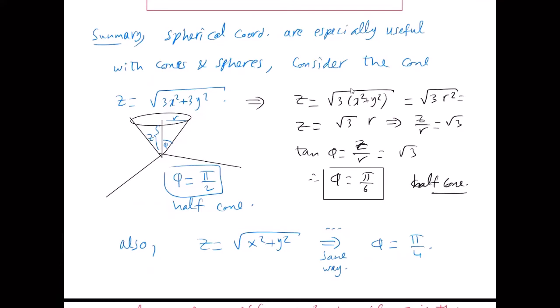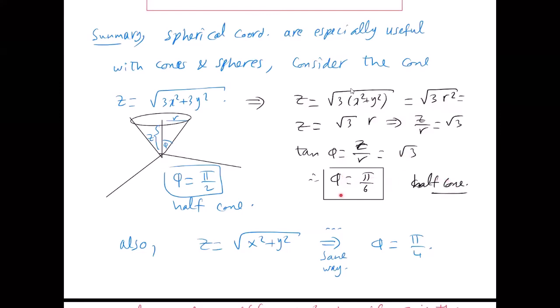Z equals... how to transform this into x and y. We studied this. We had many examples already. So what we do is take 3 as a common factor. X squared plus y squared is r squared. This will give you z equals root 3 r. So z over r, which is tan phi, is root 3. So phi is pi over 6.